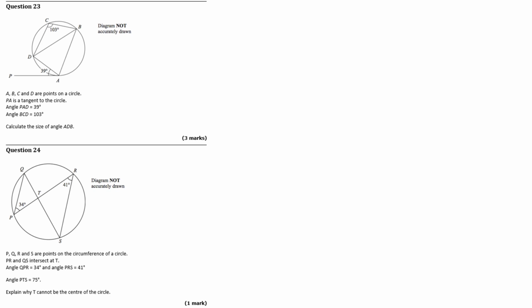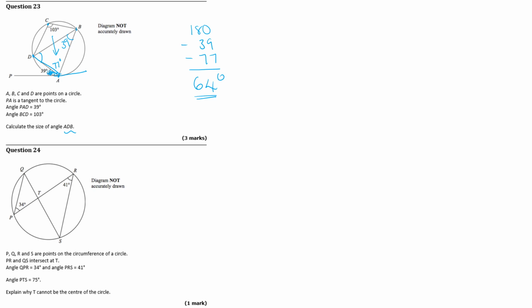Here's a couple more questions. If we've got A, B, C, D, and all four corners are on the circumference, that means opposite angles are going to sum to 180. So this one here has to be 77 degrees. And then we've got a chord meeting a tangent, and the angle here is in the minor segment, and from the same chord up here, that has to be 39. And then the angle we're after, ADB, is this one here, and angles in a triangle add to 180. So if we do 180 and take away 39 and take away 77, the angle we're after is 64 degrees.